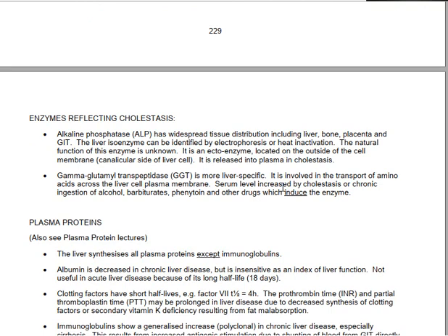Is it clear? Now the next one is gamma glutamyl transferase. Is it clear? It's more specific also to the liver. It involves the transport of amino acids across the liver cell plasma membrane. The serum level is going to increase in the case where a patient has cholestasis, or when there is excessive alcohol intake, barbiturate intake, or phenytoin intake.